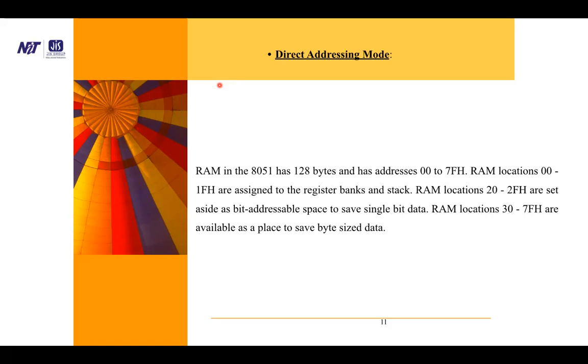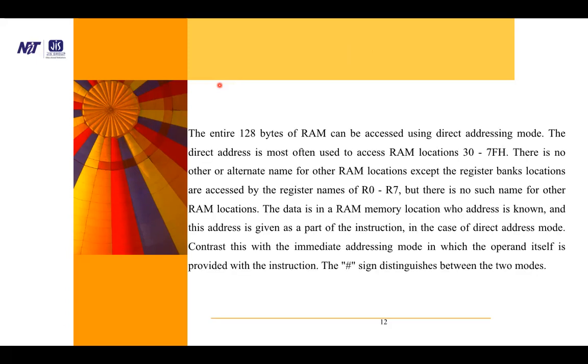RAM location 20 to 2FH are set aside as bit addressable space to save single bit data. RAM location 30 to 7FH are available as a place to save byte-sized data. The entire 128 bytes of RAM can be accessed using direct addressing mode. The direct address is most often used to access RAM location 30 to 7FH.